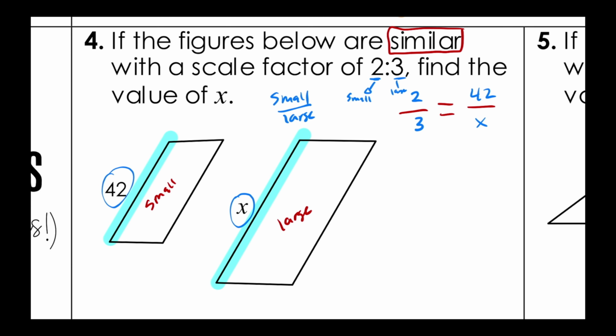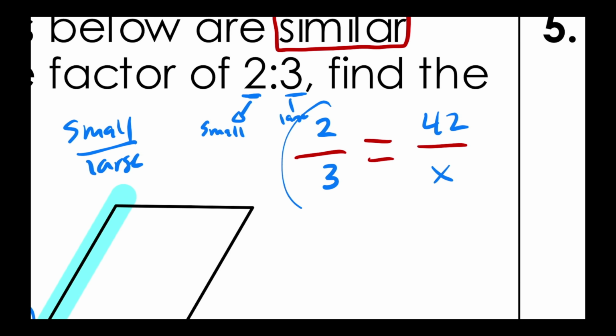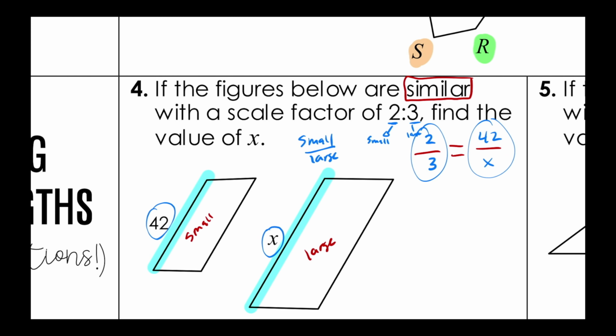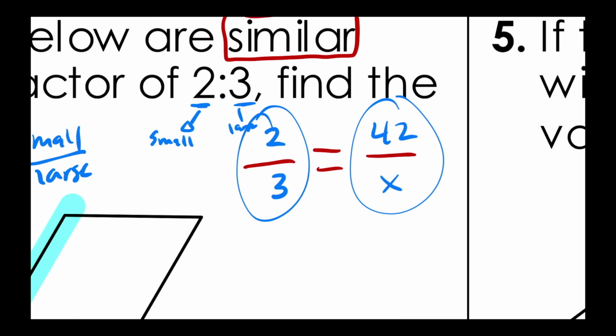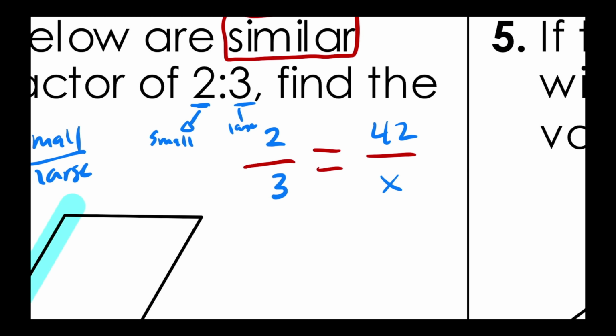Okay, so the first thing we do to figure this out is we set up our proportion. How do we set up our proportion? Well, we have our scale factor. That's our ratio. And it has to equal the ratio of the other sides. So we know the scale factor is 2/3, and it has to equal the ratio of those corresponding sides. So 42 over x. Is everyone good on how I set this up? Because this is the hardest part, setting this up. Once you set this up, the rest is cake.